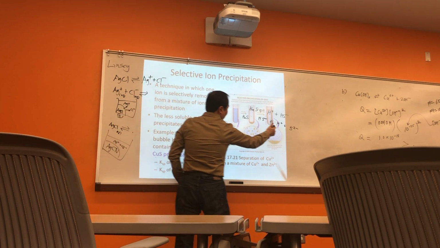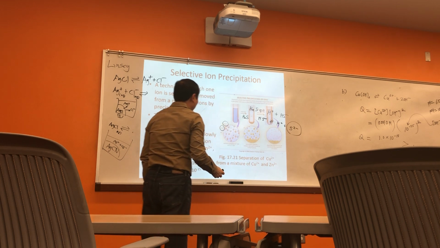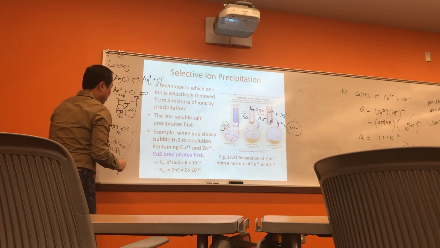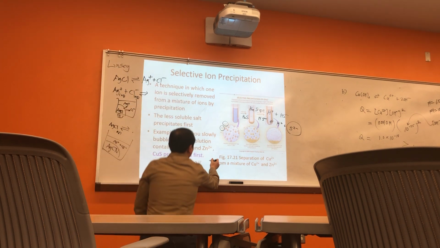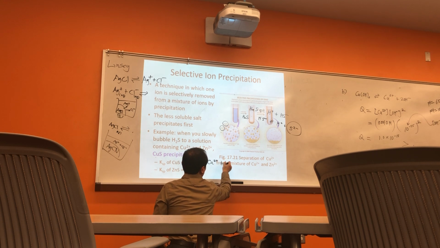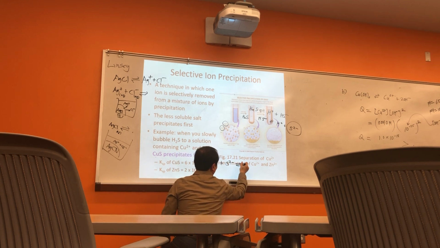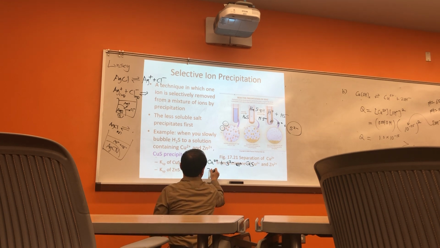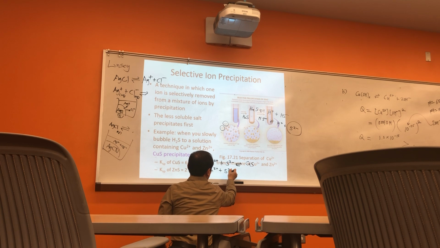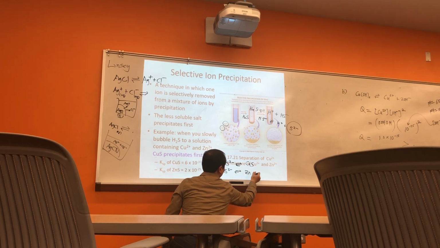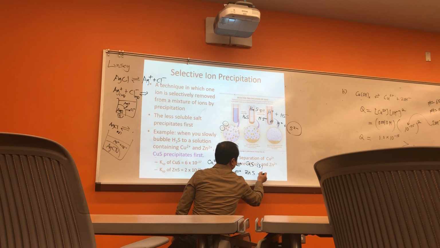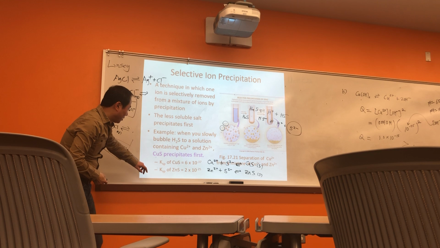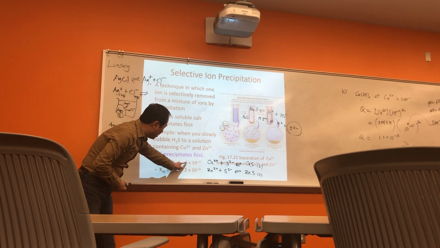So that anion can react with either cation. Copper 2 plus would react with S2 minus to form copper sulfide. Zinc 2 plus also reacts with sulfide to form zinc sulfide. But if you look at the Ksp value, this one is smaller.